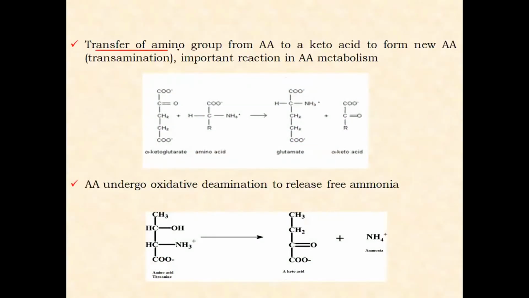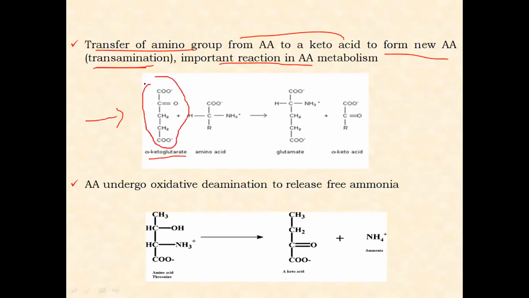Next is the transfer of an amino group from an amino acid to a keto acid to form a new amino acid. This reaction is known as transamination, and this is an important reaction in amino acid metabolism. So an example is given. This is alpha ketoglutarate, you can see here, and this is an amino acid.